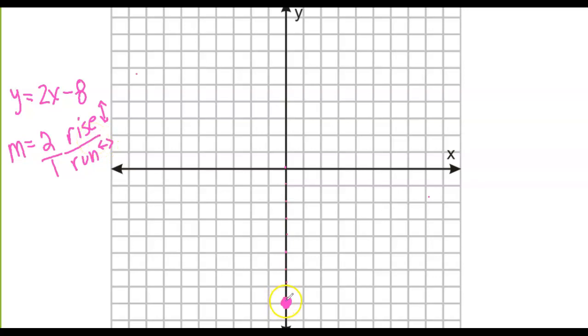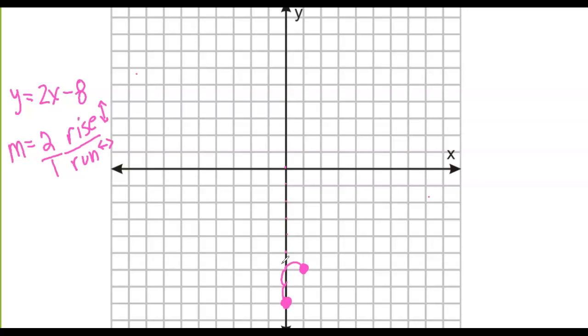So now I'm going to start at this y-intercept. My rise is a positive 2. So am I going to go up 2 or down 2? Up 2, so I'm just going to kind of count up 1, 2. My run is a positive 1. So am I going to go left 1 or right 1? I'm going to go right 1. So here's going to be my second point. So everybody go up 2 over 1, plot your second point.